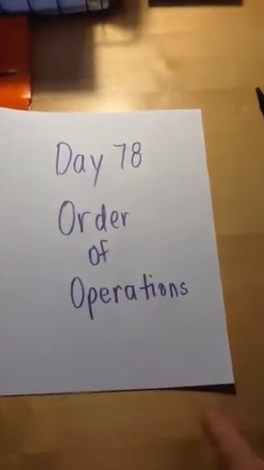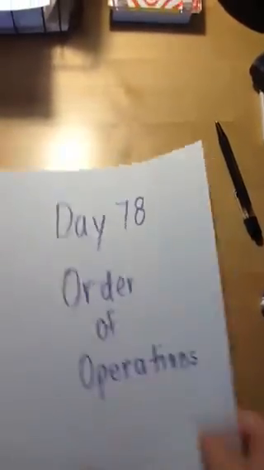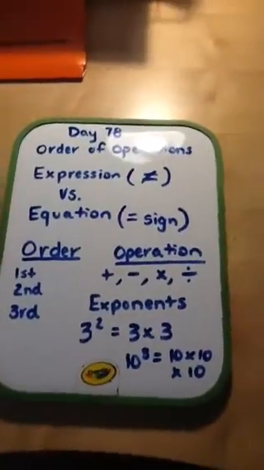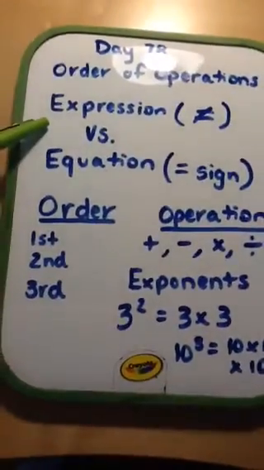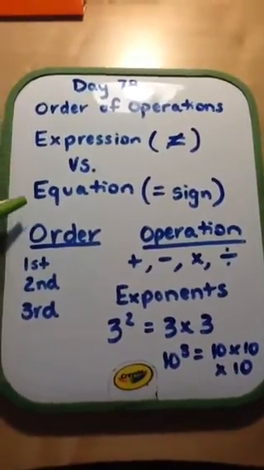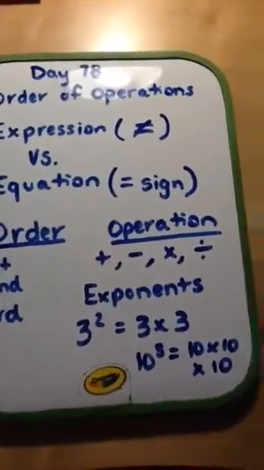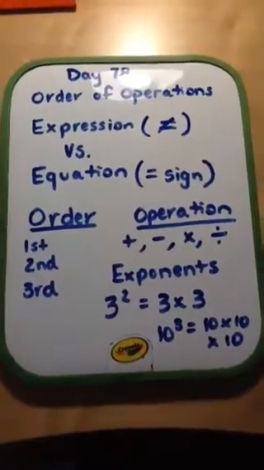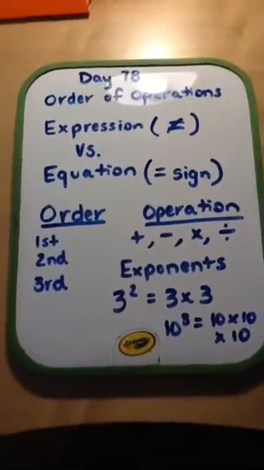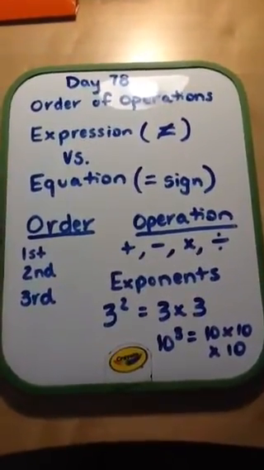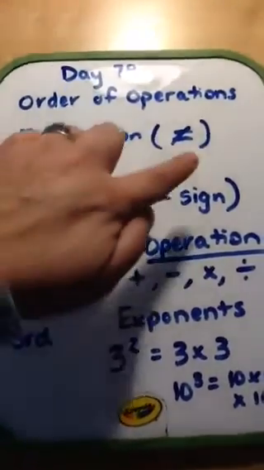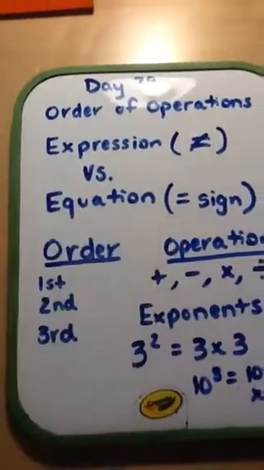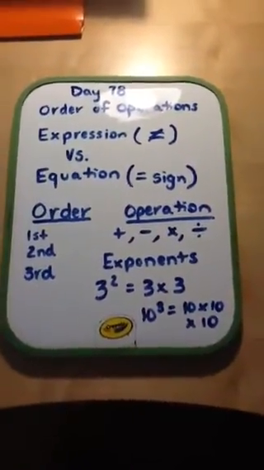So let's talk a little bit about what order of operations focuses on. The first thing that you need to understand is the difference between an expression and an equation. An equation is what we're used to, and it has an equal sign. Excuse the kids in the background. An expression, which is what we're going to be working on, does not have an equal sign. So here you can see that I have no equal sign, and the equation does have an equal sign.